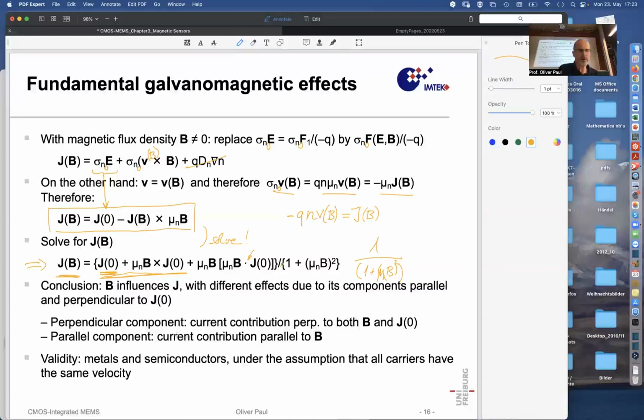And so the perpendicular component of B makes a current contribution that goes perpendicularly to both B and J0. So let the current flow J0 in this direction. There is B vertical. As a result, there will be a current component in a direction perpendicular to both of those, like this or like that. So that means the current JB consists of this original contribution, the first term here, and then this perpendicular one, which means that B makes the current flow in this direction.